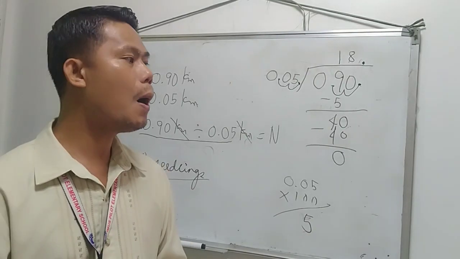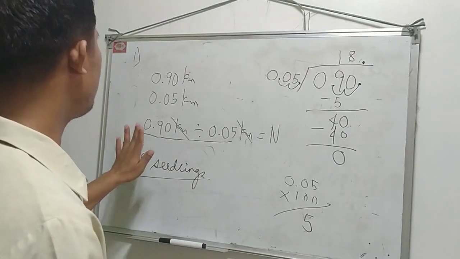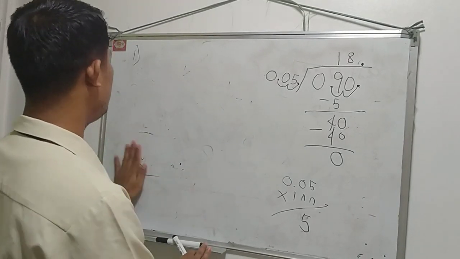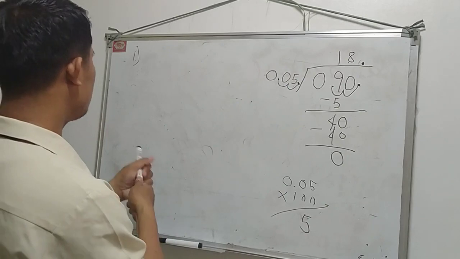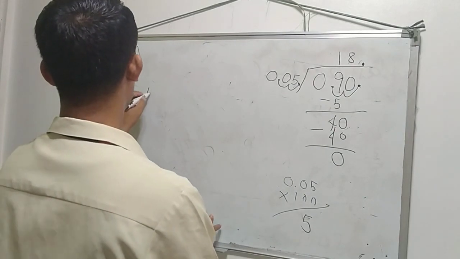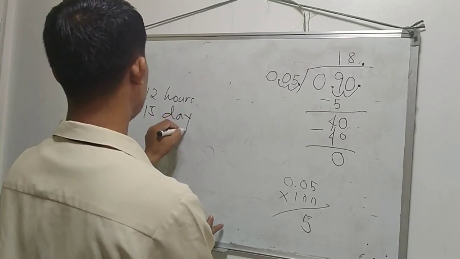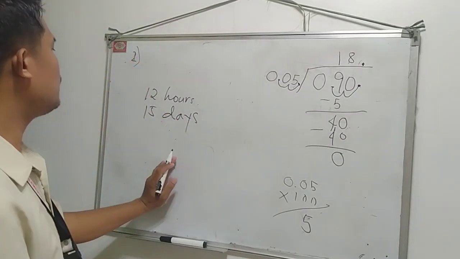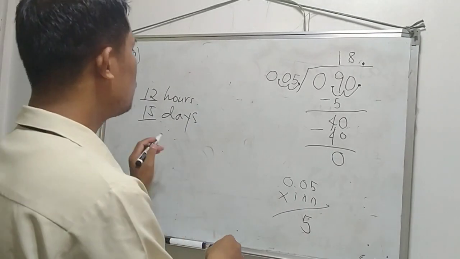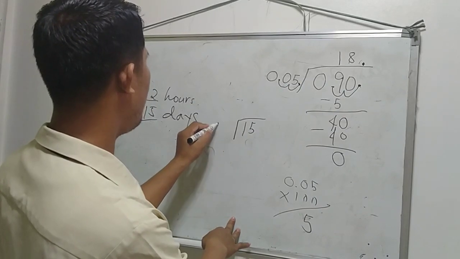Okay, let's go now to problem opener number 2. Okay, so our given facts. Okay, nawawala kasi si eraser. Kamay na lang na siya ang ipambura. So our problem opener number 2, the given facts are 12 hours, and then the other one is 15 days. Okay. So our divisor is 12 and the dividend is 15. So to write that this way, we have 15 divided by 12.